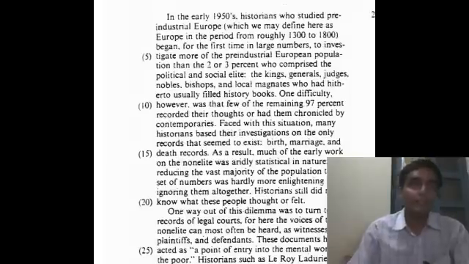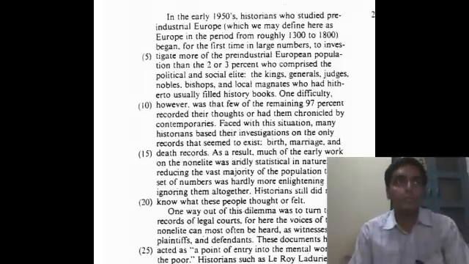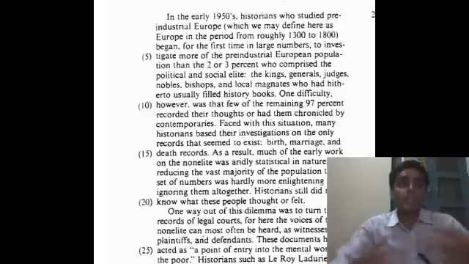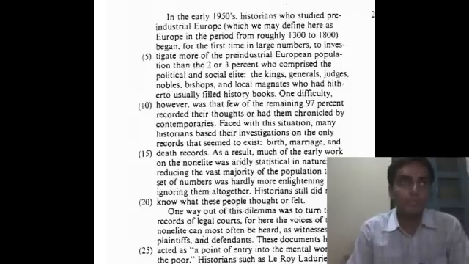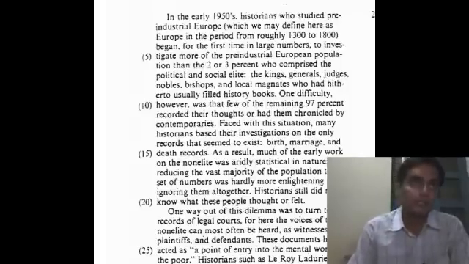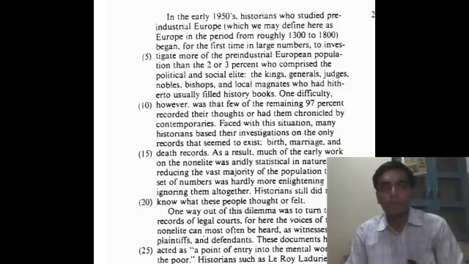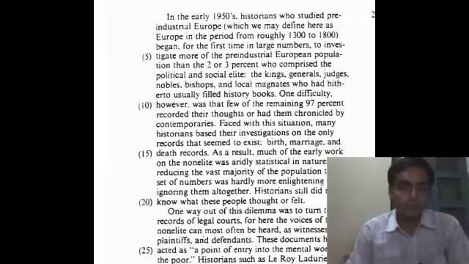So in 1950, historians who studied pre-industrial Europe began for the first time in large number to investigate more about the pre-industrial population than the 2 or 3% who comprised the political and the social elite: the kings, generals, nobles, bishops, local magnates, who had hitherto usually filled the history books. So I've read this a couple of times.